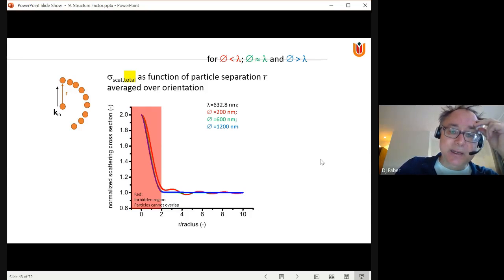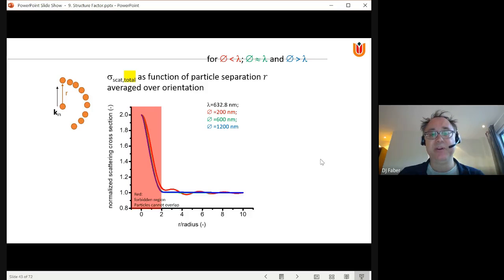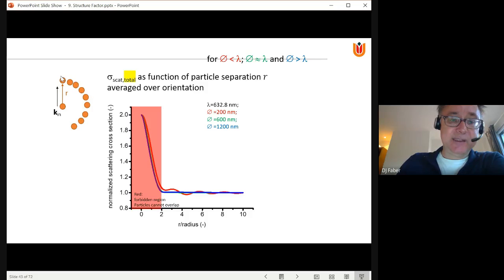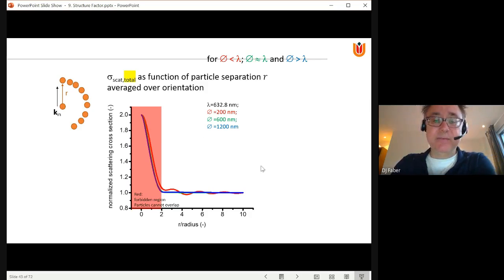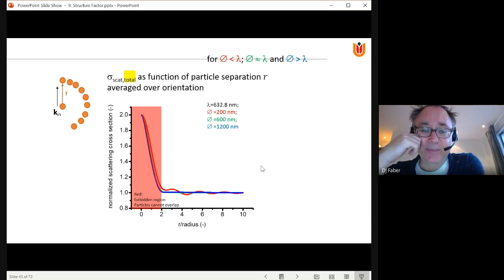And then finally, to see what happens when the second particle can have any orientation with respect to the first particle. So what we can do is simply average the scattering cross section over all possible orientations. Because of symmetry, that means that if we just place the second particle along such an arc, we can calculate that. And then you see the effect of averaging over different orientations.